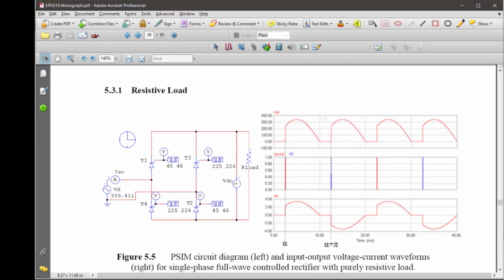So with this controlled rectifier, again, during the positive half cycle, T1 and T2 are forward biased. But it waits until you fire those two thyristors at the alpha angle, the firing angle, and after that the output voltage copies the supply voltage. And then when it's a negative half cycle, T3 and T4 are forward biased, and it waits for T3 and T4 to turn on.